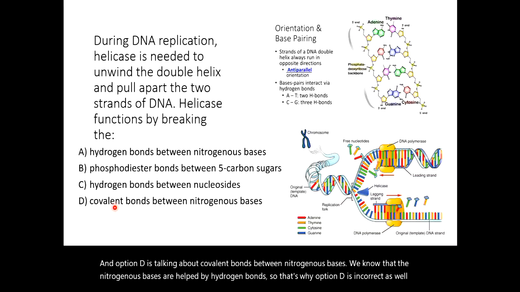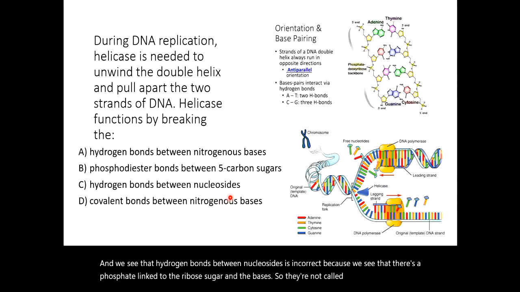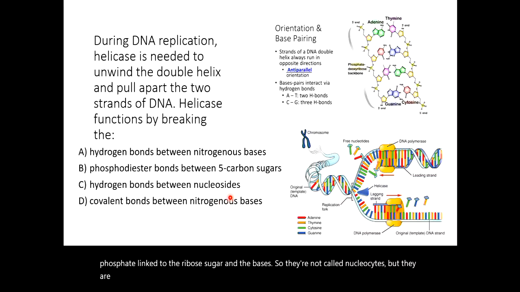And we see that hydrogen bonds between nucleosides is incorrect because we see that there's a phosphate linked to the ribose sugar and the bases, so they're not called nucleosides, but they are nucleotides. So because of that reason, option C is incorrect as well.